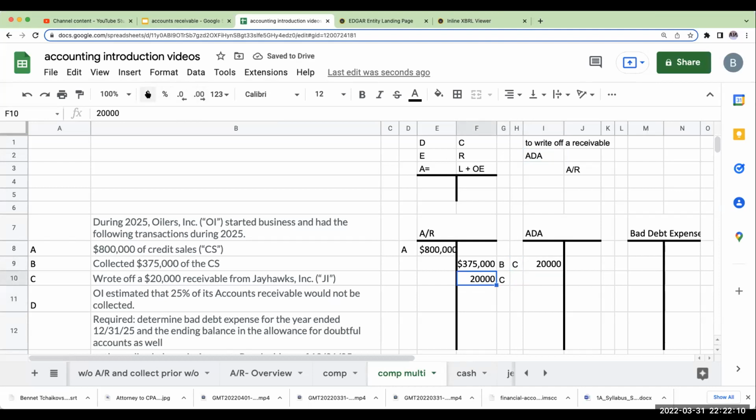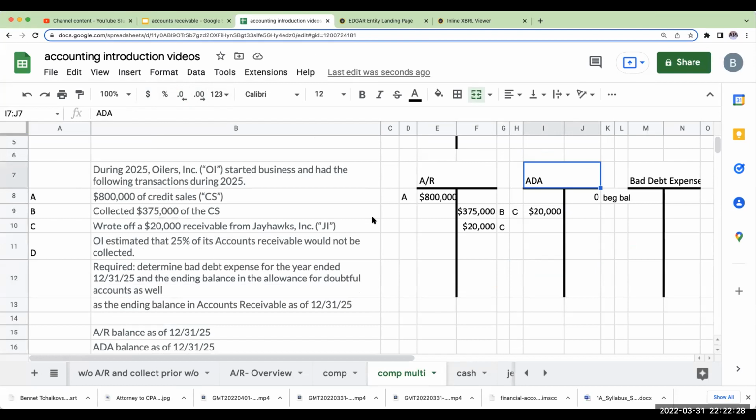Something really important to know is this is our first year of operations. So our beginning balance in our allowance for doubtful accounts is going to be 0. Remember, allowance for doubtful accounts is a contra asset account. So over here, that's how we go through and record it.